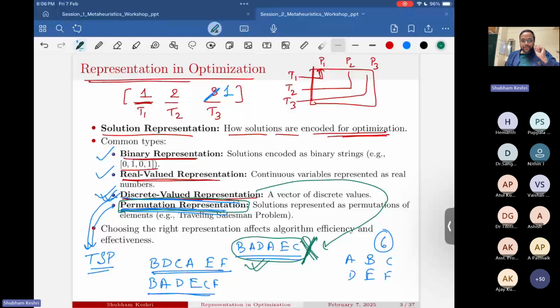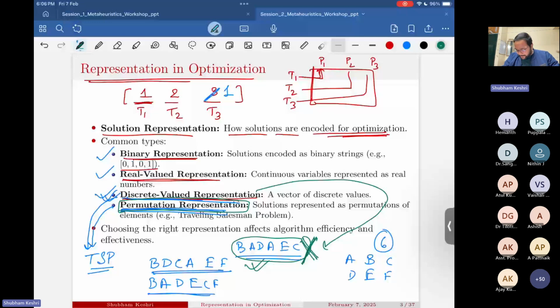Okay. So you are using your representation to incorporate the constraint in your problem. So you are actually, in a way, using the representation as your constraint. The constraint becomes embedded in your representation. Is that all right? Any doubt?